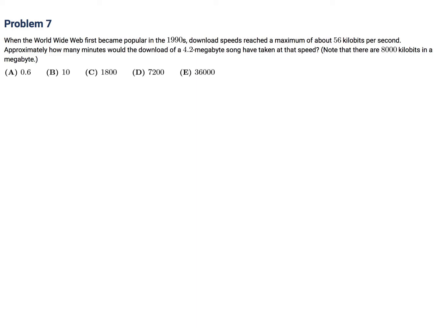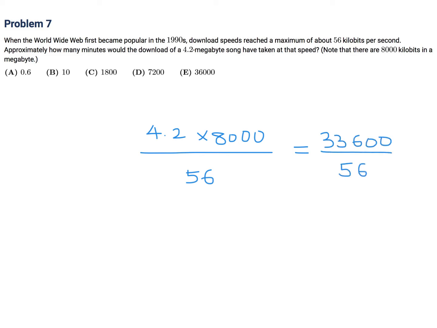Okay, so first we have to take this 4.2 megabytes and multiply it by 8,000 to get the number of kilobits, and then divide that by 56 kilobits. And that will give me how many seconds? So this is 33,600 divided by 56, which is 600 seconds.